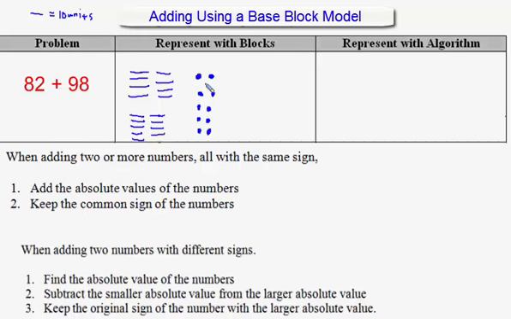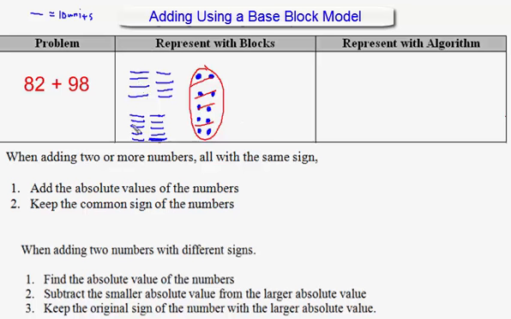However, because I have 10 units, 1, 2, 3, 4, 5, 6, 7, 8, 9, 10, I'm going to exchange these 10 units, so I'm going to circle this and say those go away, and exchange them for 1 rod, because 10 units is equal to 1 rod. I took away the 10 units, I'm going to add 1 more rod.